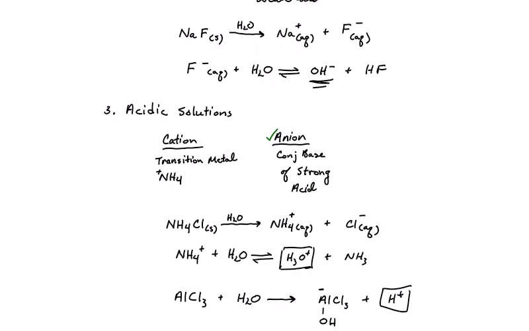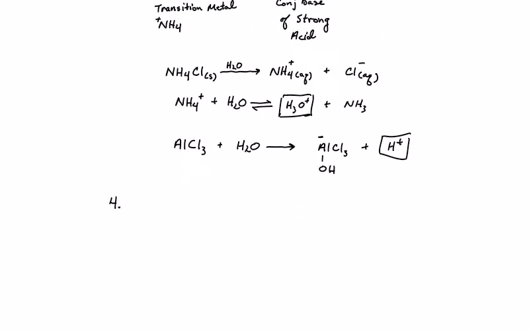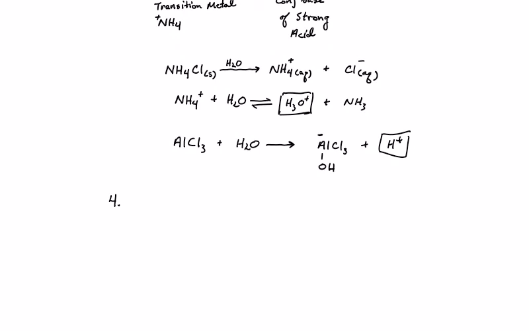But what happens if we have a cation and an anion that can both affect the pH of the solution? In other words, both the cation and the anion undergo hydrolysis. So we'll say both ions hydrolyze.